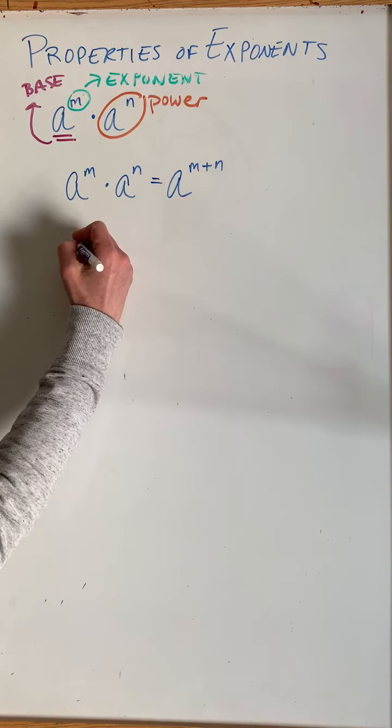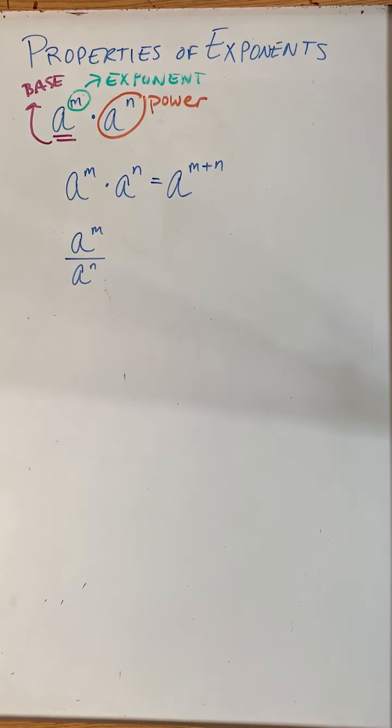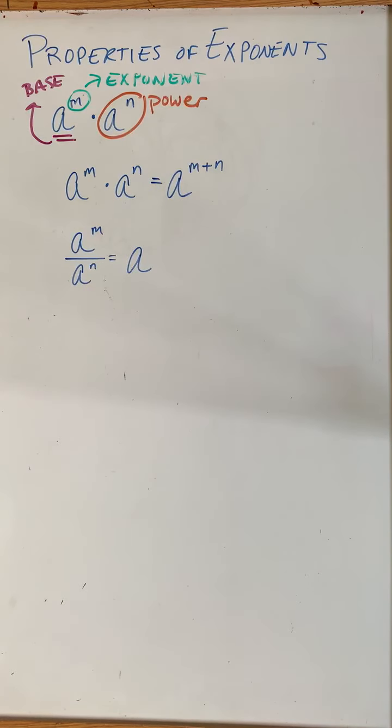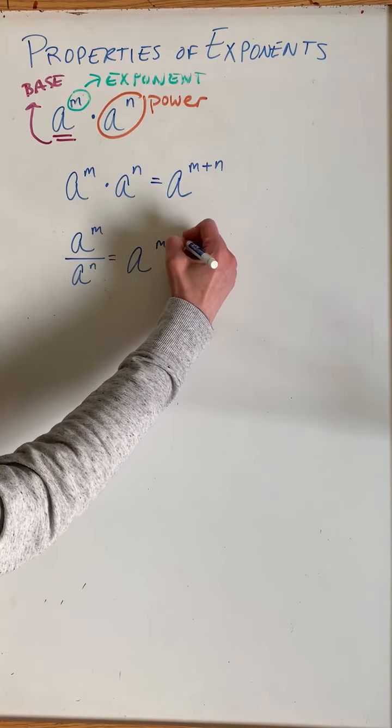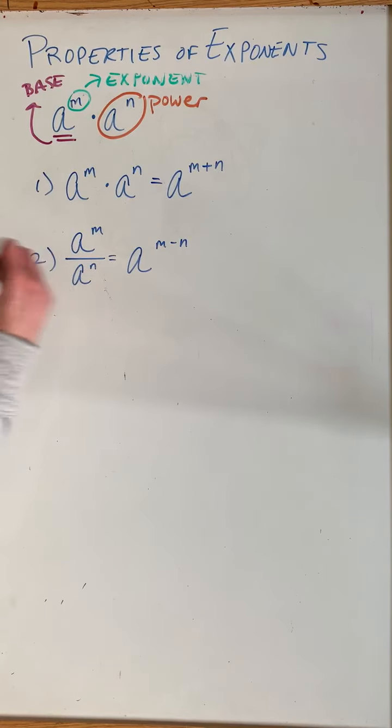Okay, what happens if we are dividing two powers with the same base? So if we are dividing a to the m by a to the n, again, the bases are the same, so the base doesn't change. And this time, instead of adding our exponents, we will subtract them. Okay, I'll just number these as I go. So those are the first two.